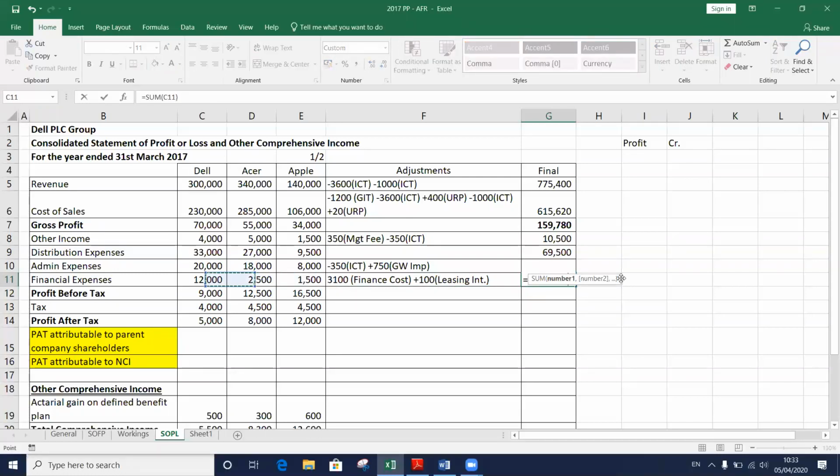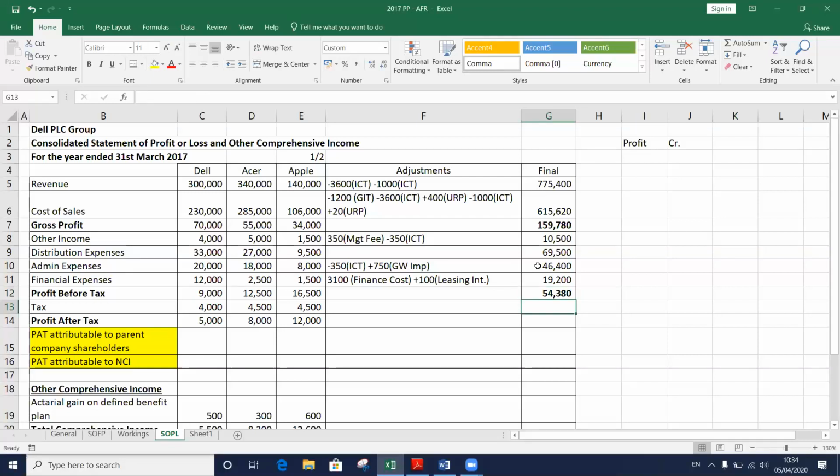Right. Financial expenses, the sum of these three. Apart from that, 3,100 should be added to the financial cost. There is also a leasing interest, we need to add that as well. So profit before tax means gross profit plus other income, and we need to deduct admin expenses and financial expenses as well. So profit before tax is 54,308.